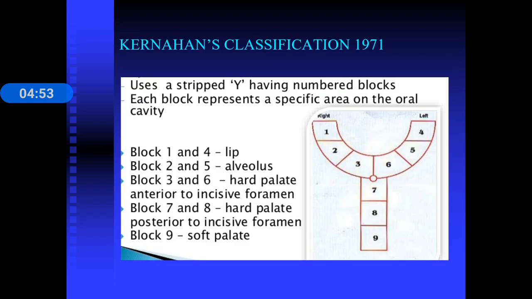In 1971 the Kernahan striped Y classification was formulated. Here, the entire line of fusion, which I mentioned earlier is in the shape of a Y, was represented by blocks with numbers. You can see the blocks here. 1 and 4 represent the lip, 2 and 5 represent the alveolar ridge, 3 and 6 the hard palate anterior to the incisive foramen, 7 and 8 the hard palate, and 9 the soft palate. Depending on the involvement, you can shade the blocks with colors and depict it in this diagram.